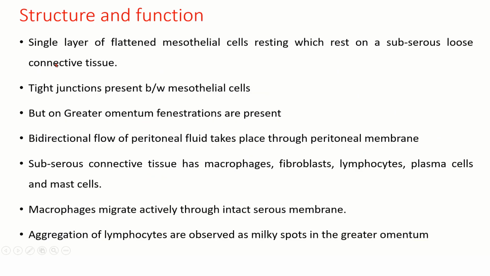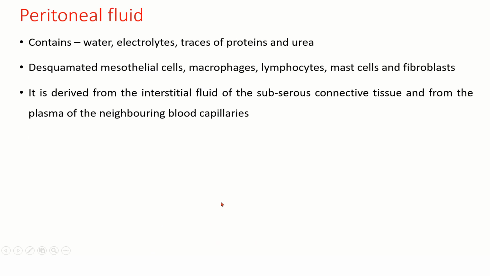Now the structure and function. The peritoneum is a single layer of flattened mesothelial cells. They rest on subserous loose connective tissue, and tight junctions are present between the mesothelial cells. But on the greater omentum, fenestrations are present between the mesothelial cells, and there is bidirectional flow of peritoneal fluid through the peritoneal membrane. The subserous connective tissue has macrophages, fibroblasts, lymphocytes, plasma cells, and mast cells. The macrophages migrate actively through the intact serous membrane. Then aggregations of lymphocytes are observed as milky spots in the greater omentum.